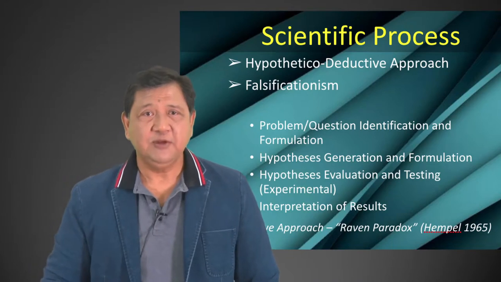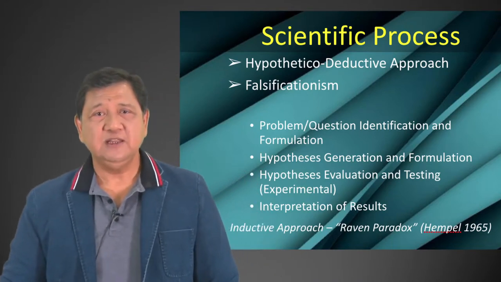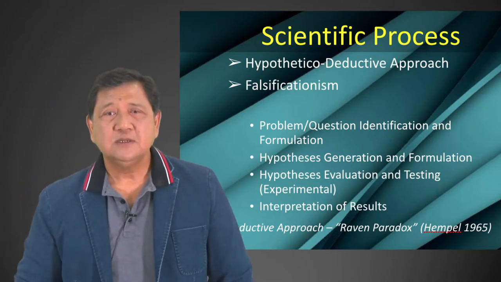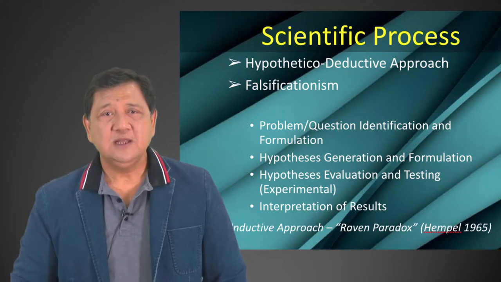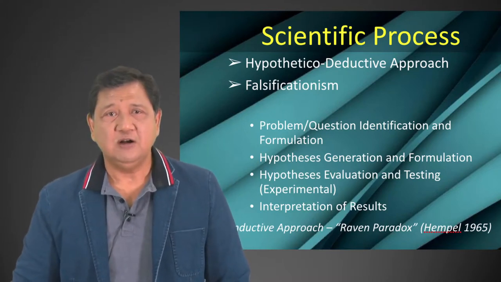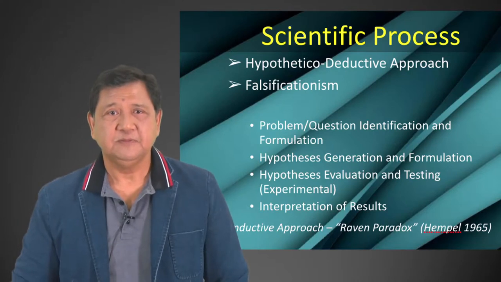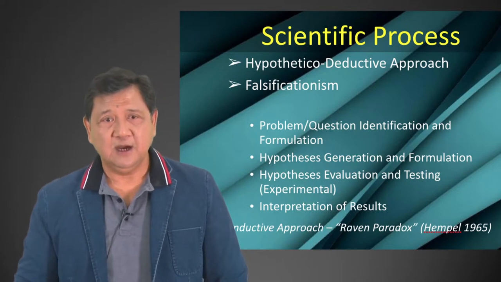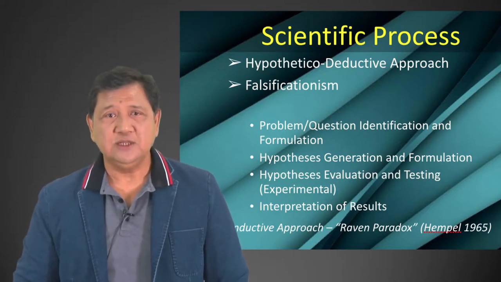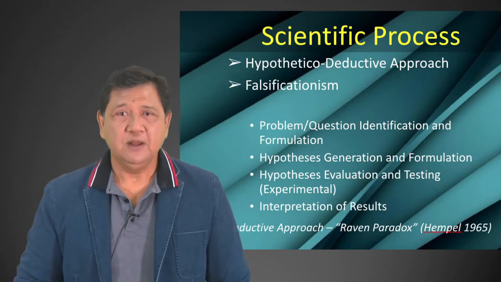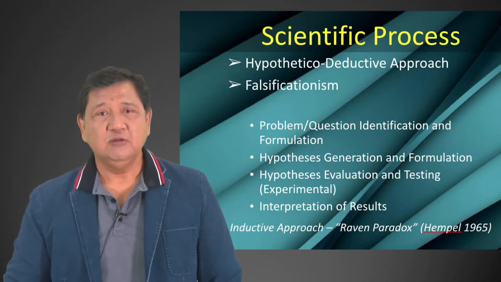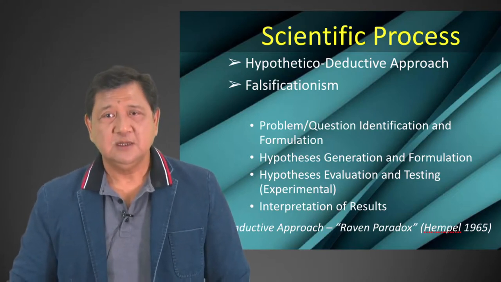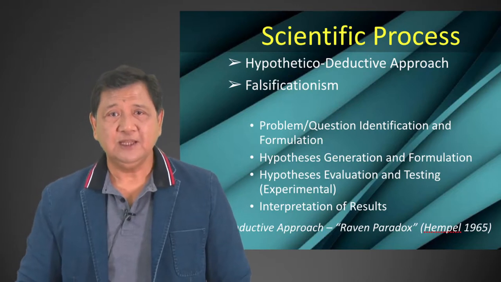Now, if we look at the scientific process, the most common scientific process now is the hypothetical deductive approach. And it must be in the context of the thinking of falsificationism. The alternative, of course, is the inductive approach. But there are problems when we use the inductive approach. And Hempel, in 1965, referred to the problems of the inductive approach as the Raven paradox. The most accepted now is the hypothetical deductive approach.